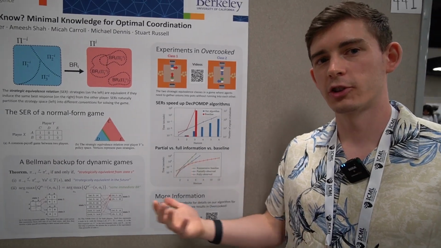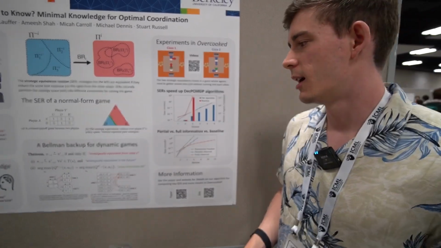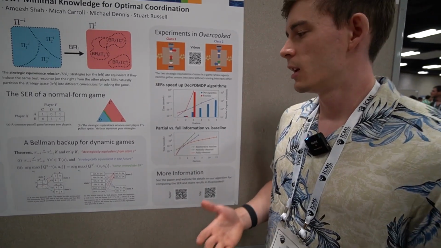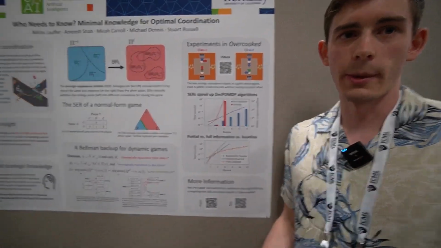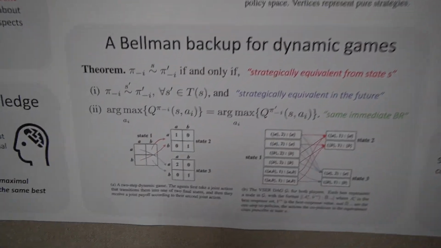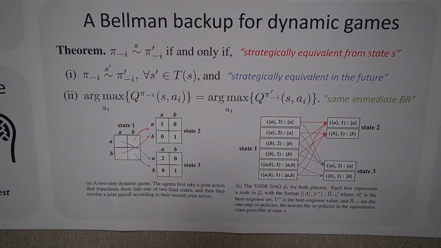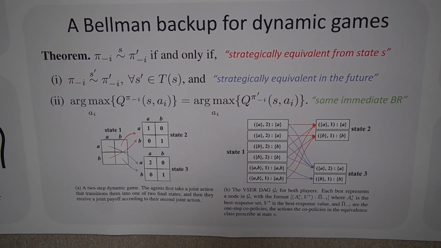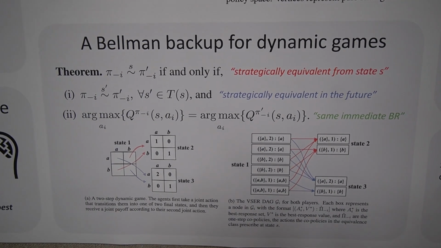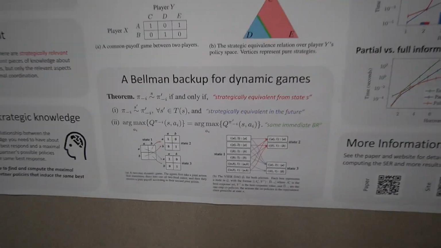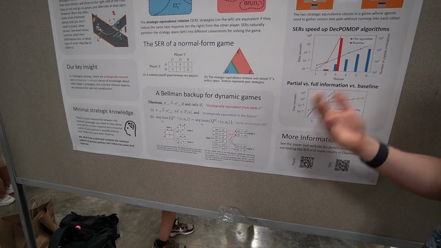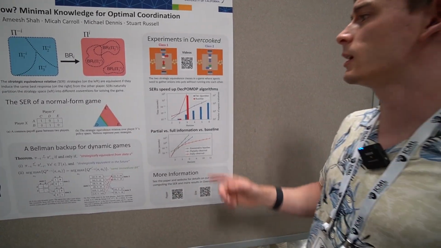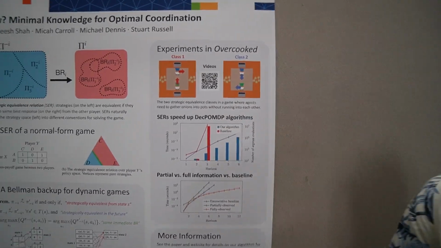But really, the real magic happens when we do this in sequential games. In order to compute the strategic equivalence relation in sequential games, we have this Bellman backup. It's essentially a dynamic programming operator that relates the strategically relevant information at some state S to the strategically relevant information in future time steps. Sort of like a value iteration update. What this lets us do is compute the strategic equivalence relation in sequential games using dynamic programming. That's what we did in environments like Overcooked.